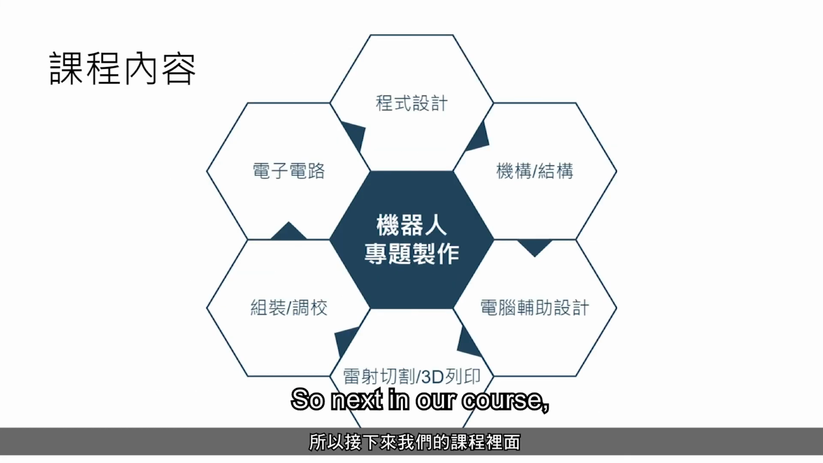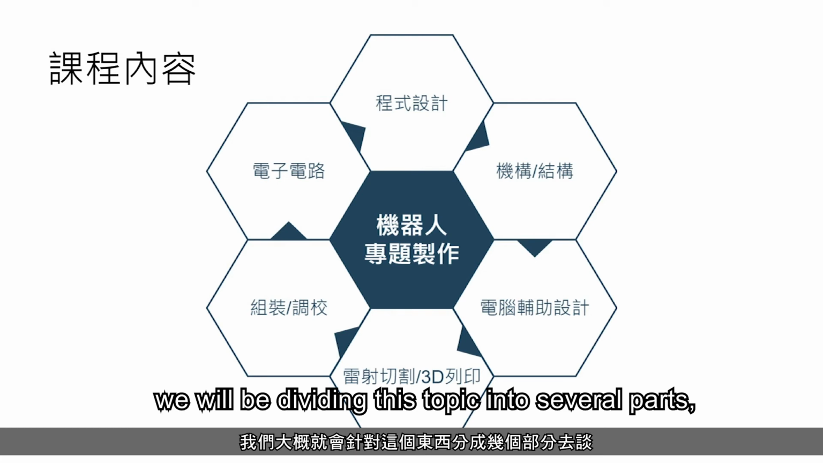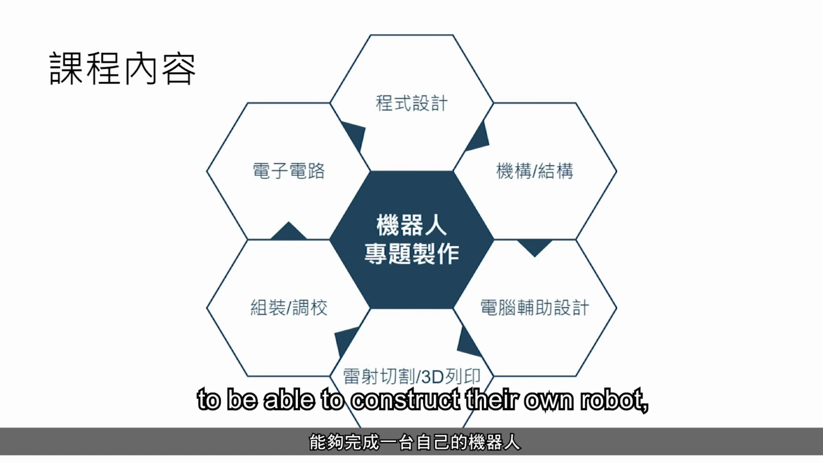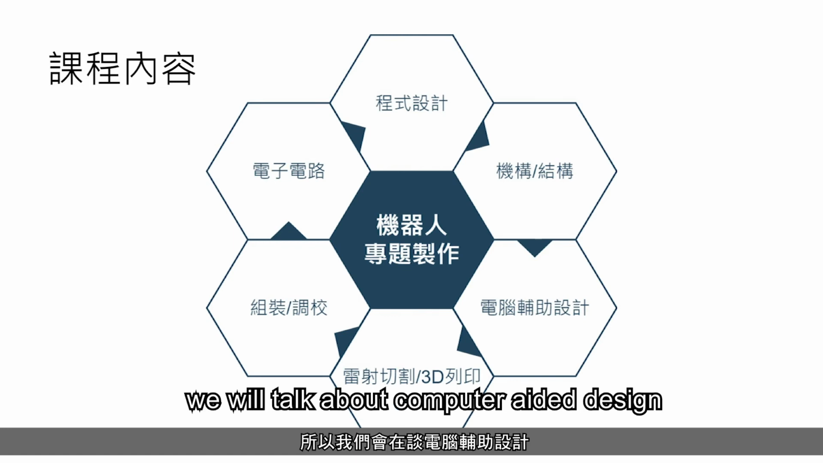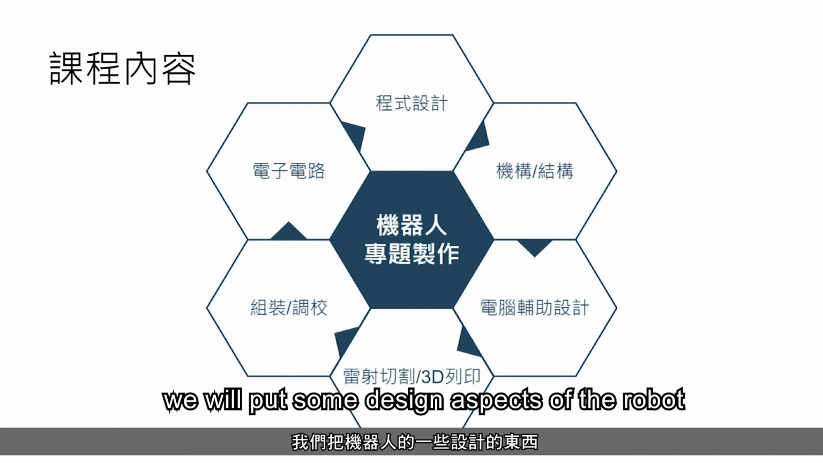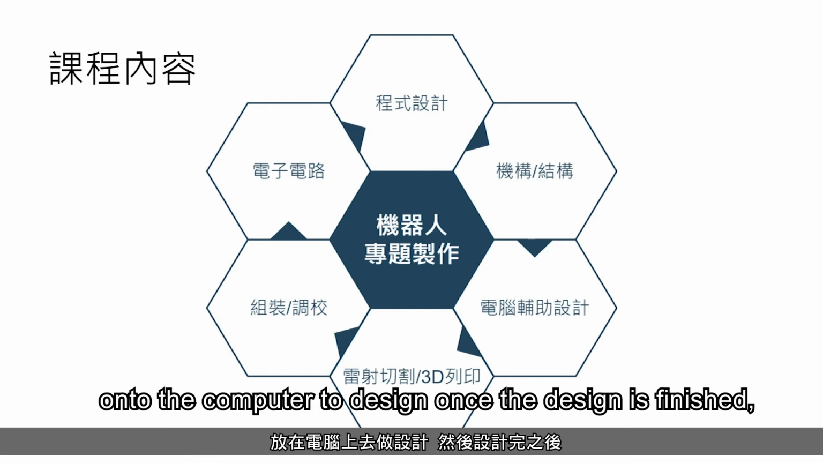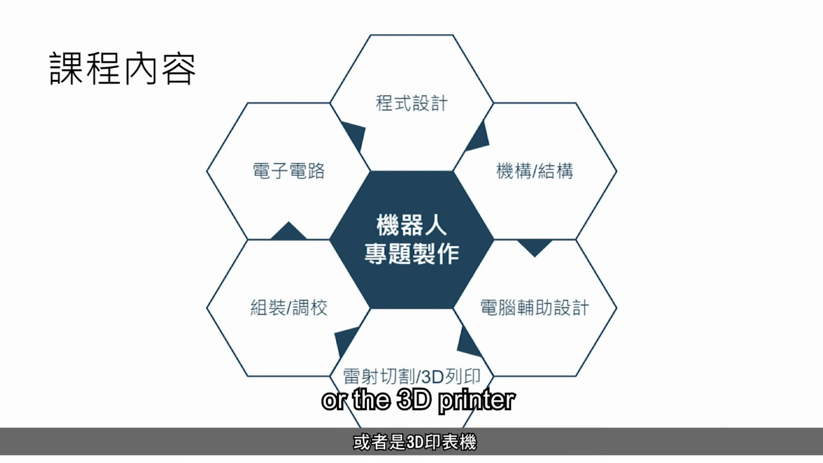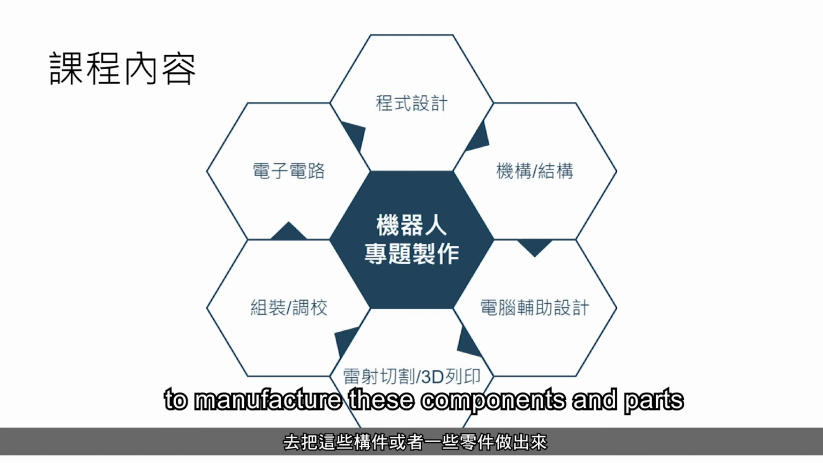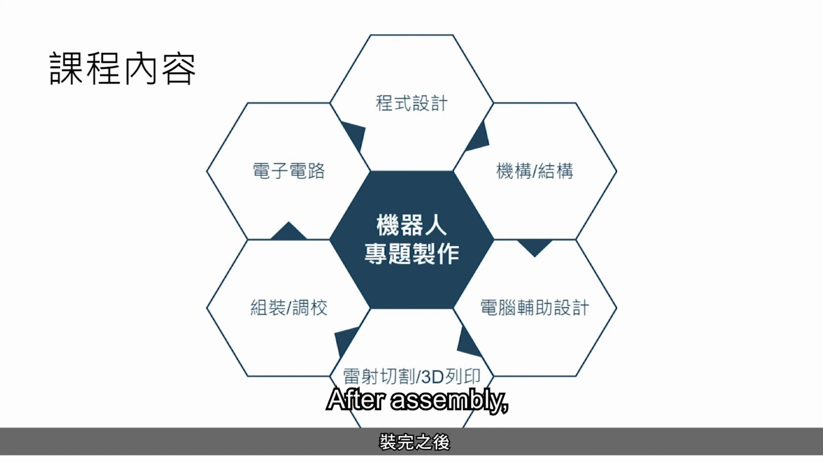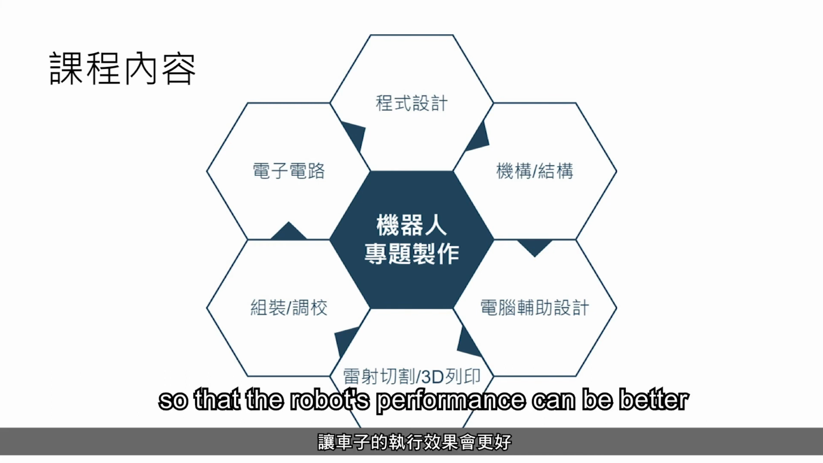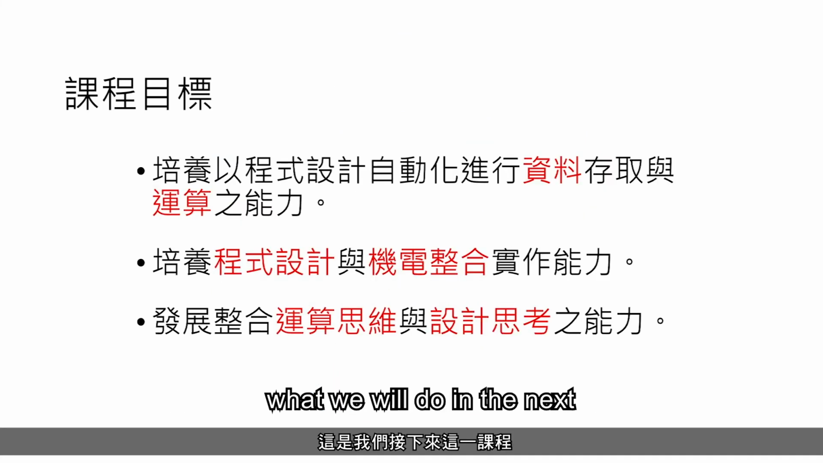So next in our course, we will be dividing the topic into several parts, from electronic circuit boards to discussing programming mechanisms and structures. And then, because we want our students to be able to construct their own robot, we will talk about computer-aided design. We will put some design aspects of the robot onto the computer to design. Once the design is finished, we can send it to the laser engraving machine or the 3D printer to manufacture these components and parts and later assemble them. After assembly, once we put together the software and hardware, we need to do calibration so that the robot's performance can be better. That is what we will do in the next part of the course.